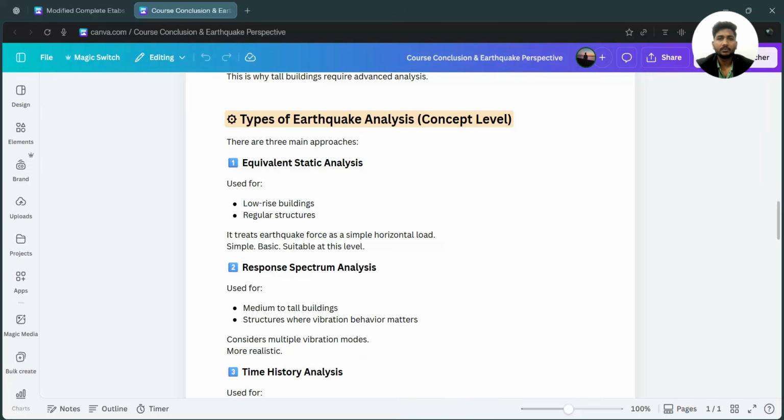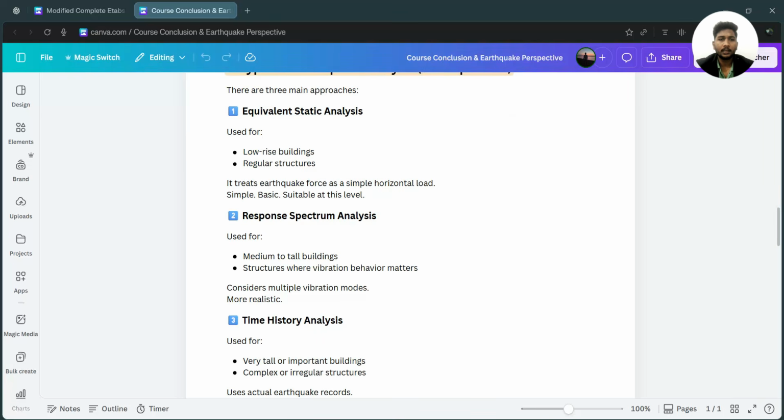Now let's see the types of earthquake analysis. There are basically three approaches we use for earthquake analysis: the equivalent static analysis, the response spectrum analysis, and the time history analysis. Now let's see what each of them is. The first one is the equivalent static analysis. It is basically used for low rise buildings or regular structures. It treats the earthquake forces as a simple horizontal load, simple, basic, and suitable at the basic level. For a low rise building and a regular structure, that is a 3 or 4 story building, it is very much okay. We generally do the equivalent static analysis.